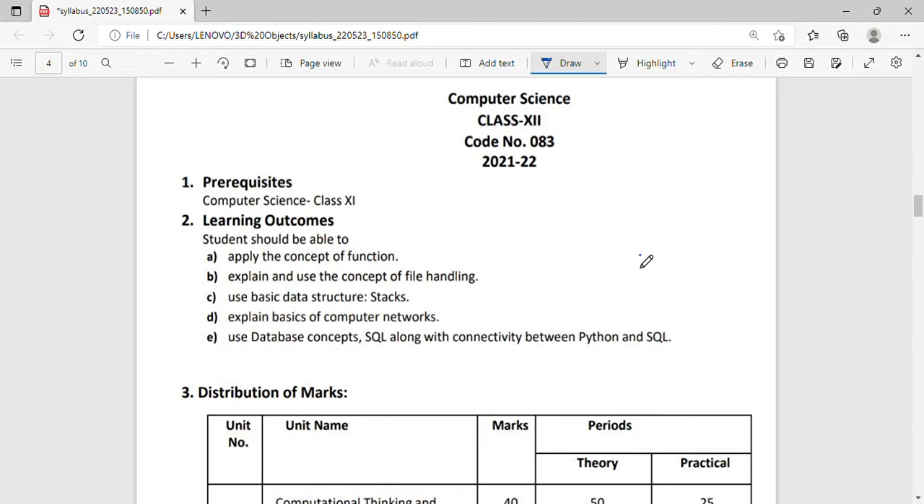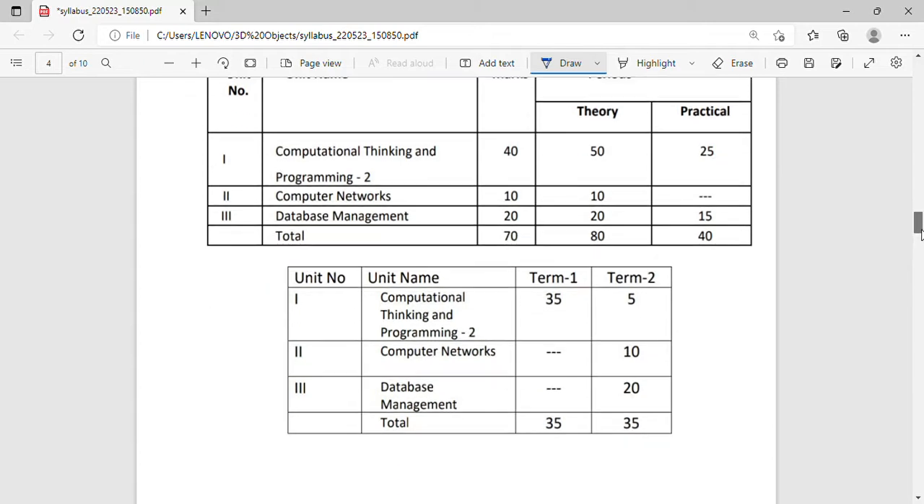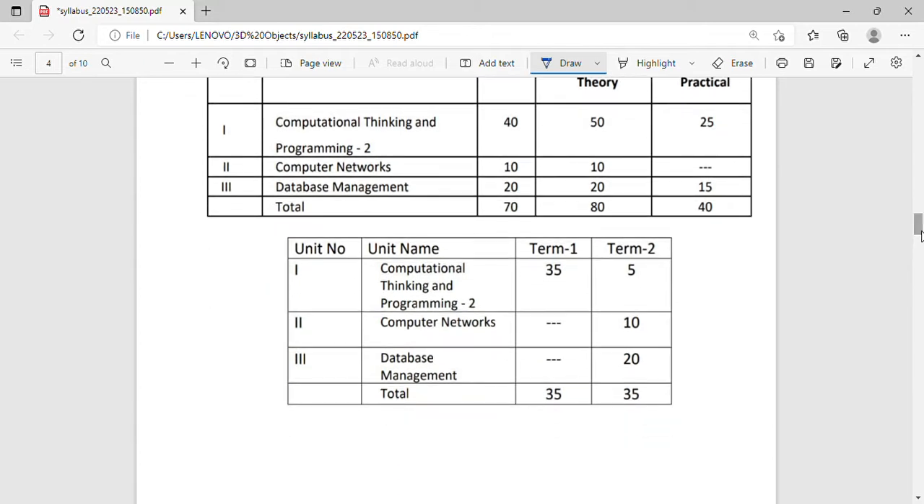We are going to start our computer science course for term 2 board examination. So let's start without any delay. Now we are going to see our syllabus. First of all, we are going to see the marks distribution that is given here. We have very few topics from Python that is coming for 5 marks, and then we have few topics of computer networks that is coming for 10 marks in our examination.